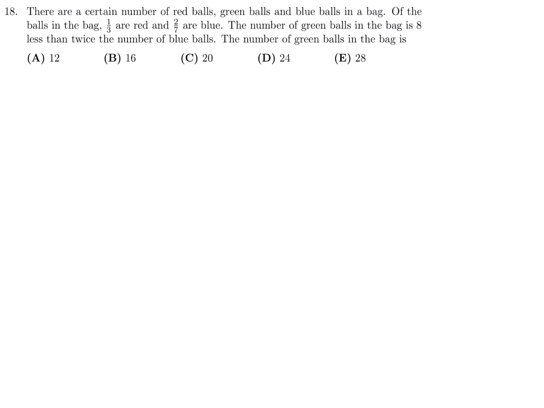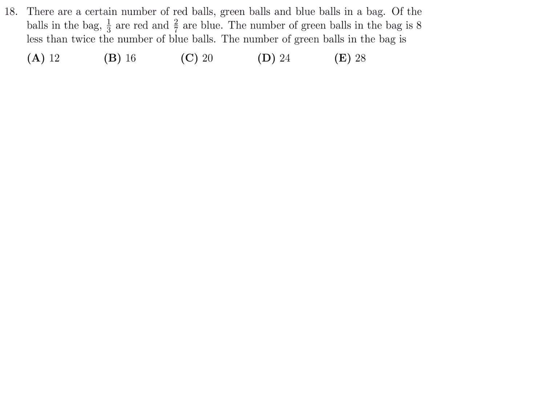There are a certain number of red balls, green balls, and blue balls in a bag. Of the balls in the bag, 1/3 are red and 2/7 are blue. The number of green balls in the bag is 8 less than twice the number of blue balls. The number of green balls in the bag is.